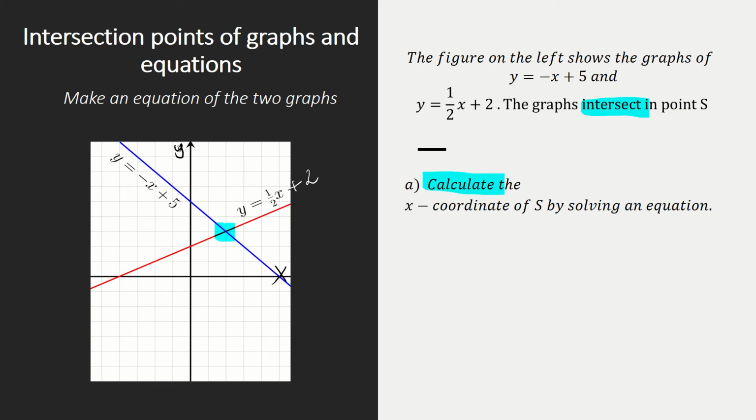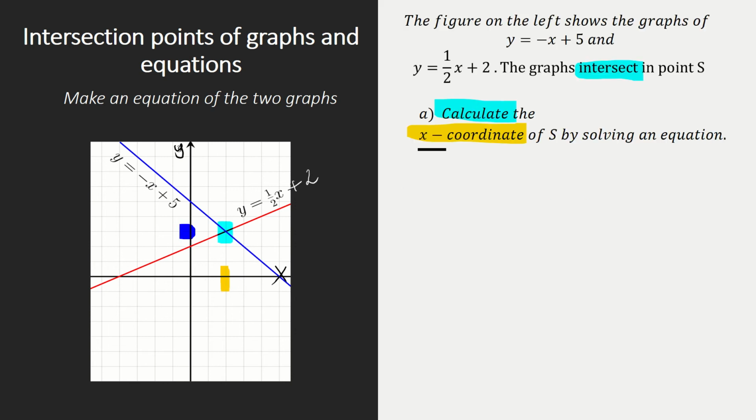The important word over here is calculate, since we can already see that the x-coordinate of S is going to be 2, since we have 1, 2 squares over there. However, they ask us to calculate, so we need to show them a calculation. For question B, calculate the y-coordinate of S. Again, the word calculate is really important, since we can already see that our y-coordinate is going to be 1, 2, 3, but we really need to show this with a calculation.